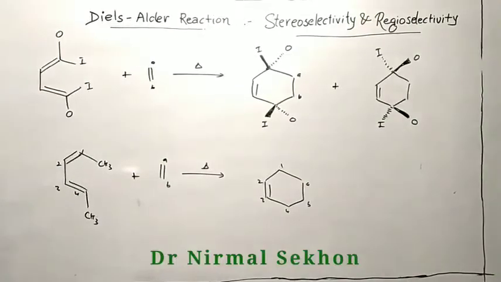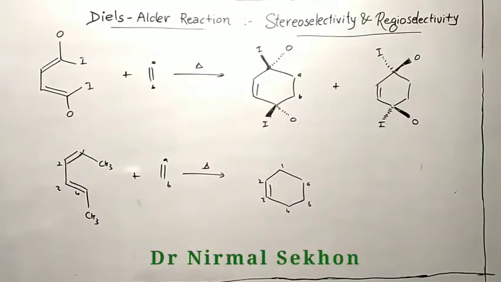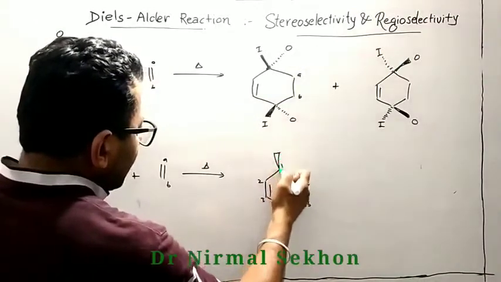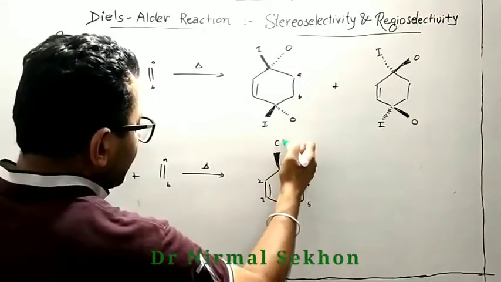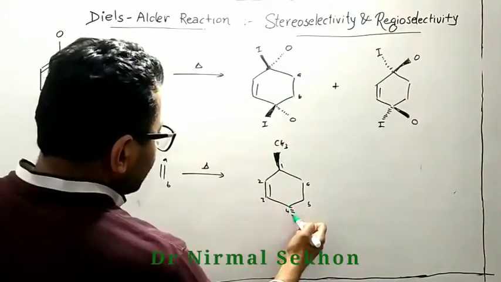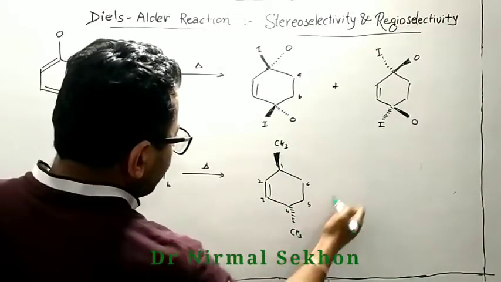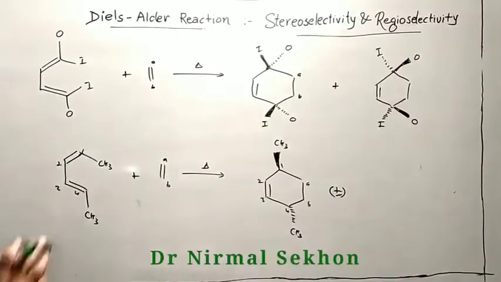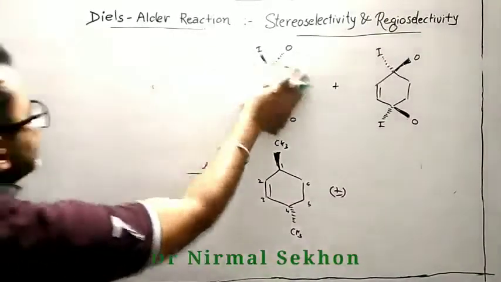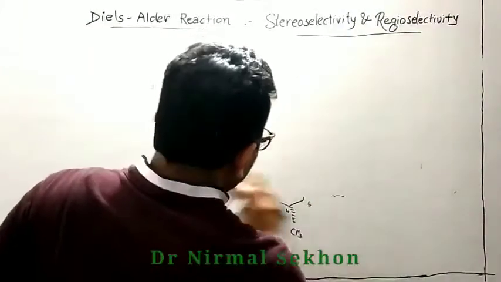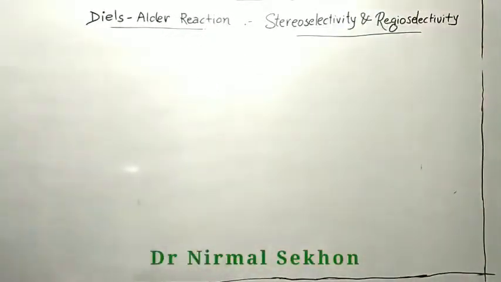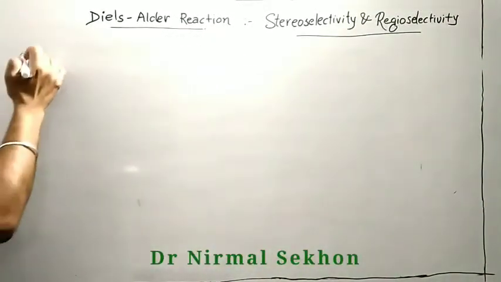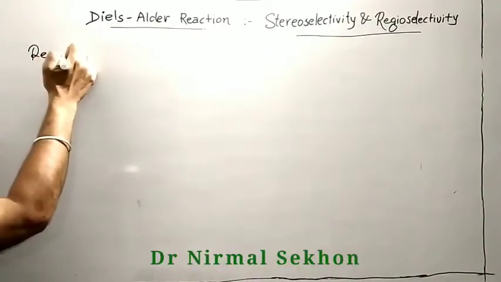Now the groups present at 1 and 4 are opposite to each other. So just make them opposite to each other, like this methyl is above the plane, this methyl is below the plane. So plus minus means they may be opposite. So next is about the regioselectivity. The most important part of this Diels Alder reaction is the regioselectivity.